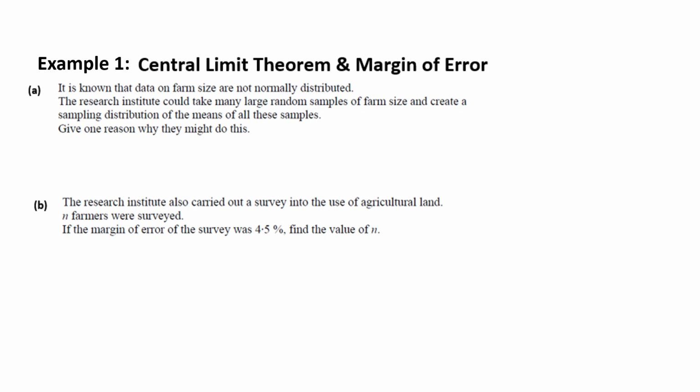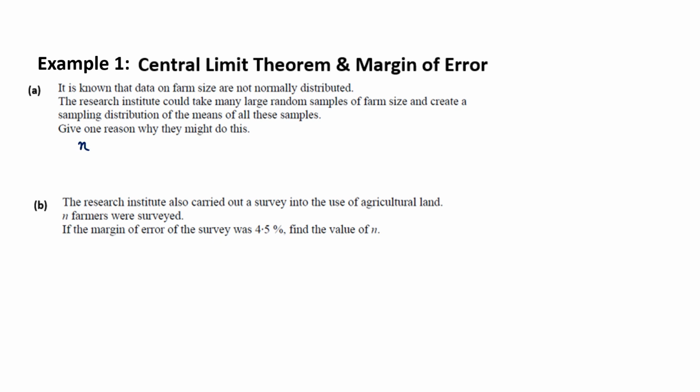Example 6.1, Central Limit Theorem and Margin of Error. So it is known that data on farm sizes is not normally distributed. The Research Institute could take many large random samples of farm sizes and create a sampling distribution of the means of all these samples. Give one reason why they might do this.